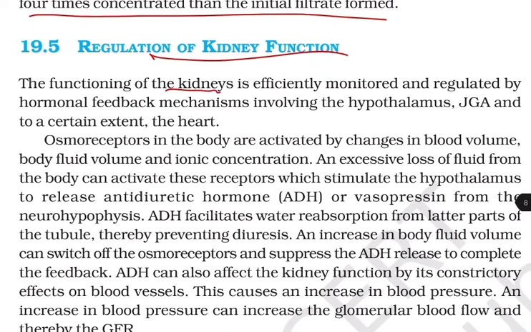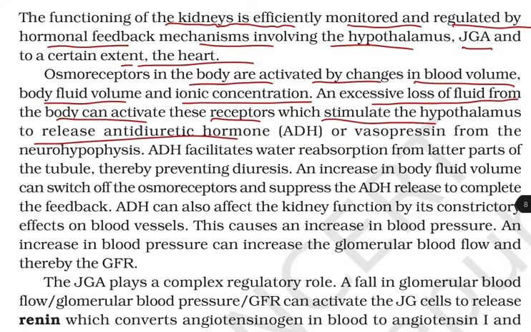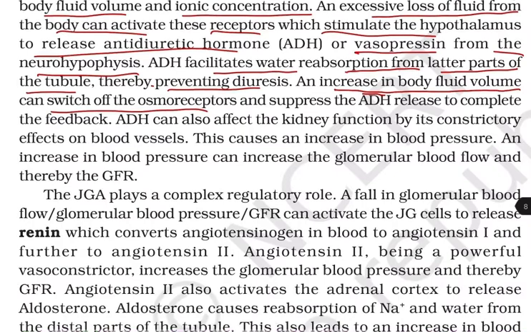Regulation of kidney function. The functioning of the kidney is efficiently monitored and regulated by a hormonal feedback mechanism involving the hypothalamus, JGA, and to a certain extent the heart. Osmoreceptors in the body are activated by changes in blood volume, body fluid volume, and ionic concentration. An excessive loss of fluid from the body can activate these receptors, which stimulate the hypothalamus to release ADH, that is antidiuretic hormone, or vasopressin, from the neurohypophysis. ADH facilitates water reabsorption from the latter part of the tubule, thereby preventing diuresis. An increase in the body fluid volume can switch off the osmoreceptors and suppress the ADH release to complete the feedback.